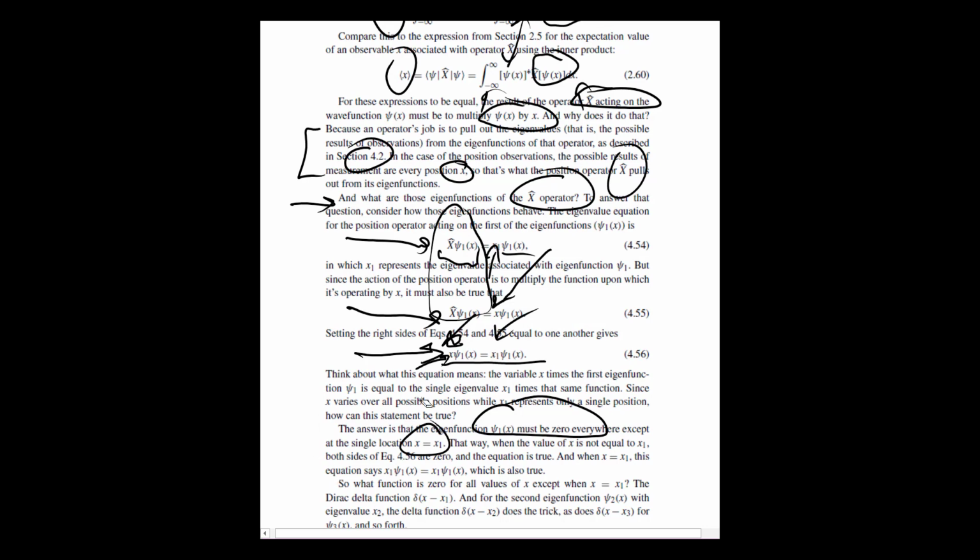Why is that? Well, think about what happens if this psi1 of x is 0 everywhere except at x equals x1. Then whenever x equals anything but x1, this side is 0 because psi1 of x is 0, and this side is 0. So the equation is true. But what about when x does equal x1? Then you've got x1 here for x, and you've got x1 on this side, and the equation is still true. So this equation can be true if psi1 of x is 0 everywhere except at x equals x1.